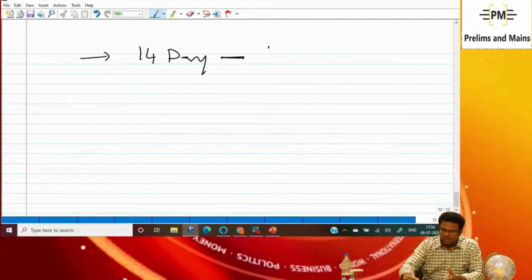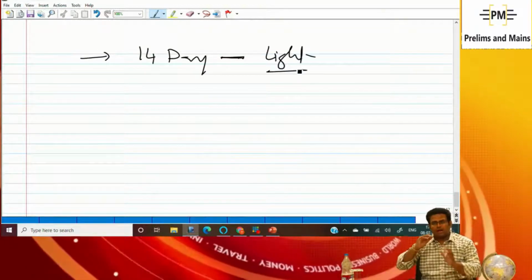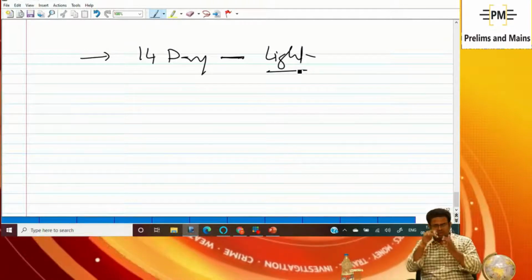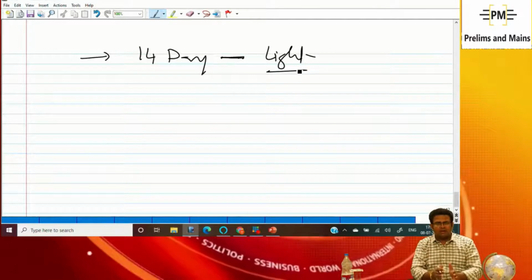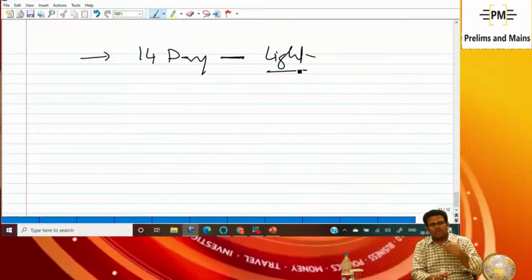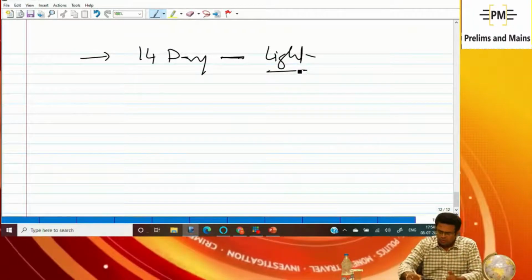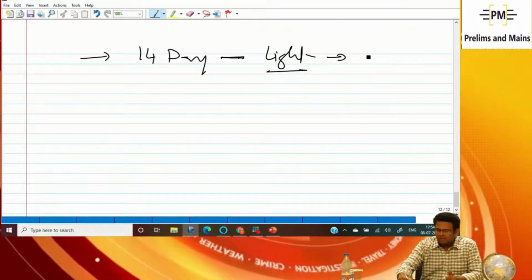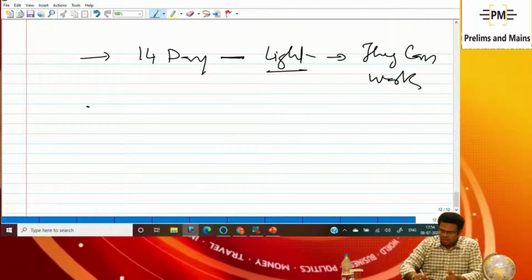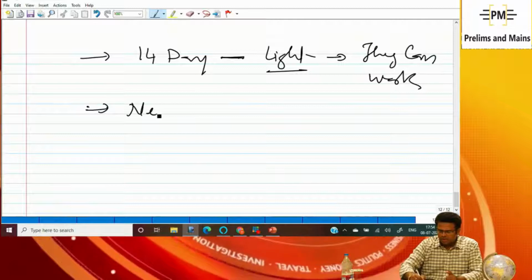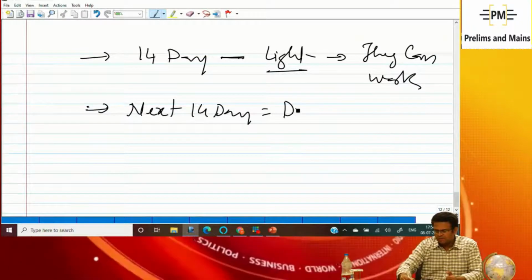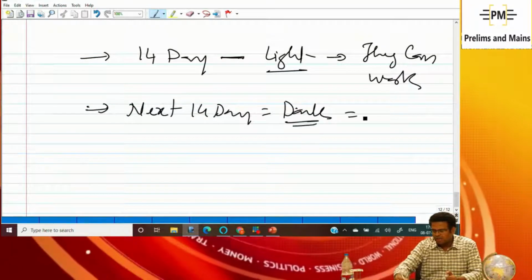For 14 days there will be light. We are planning to send the lander so that for 14 days our lander on the moon surface can work in the light. But after this, the next 14 days will be dark, and the dark will cause very low temperature.